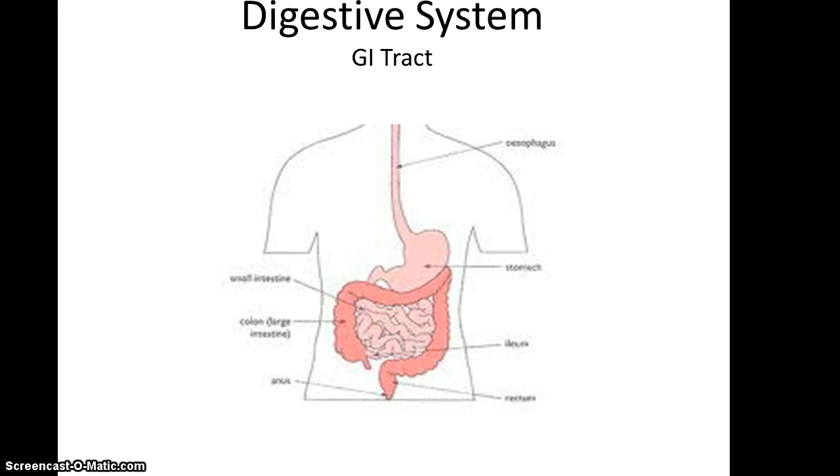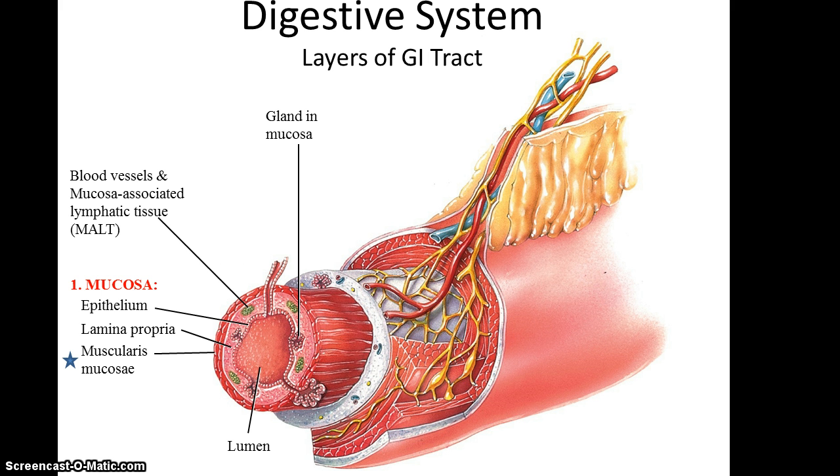So, here again is the GI tract, this long tube that runs through our body. And let's talk about the generic layers of the GI tract. This is what you will expect to find in all of them, although it may be modified from area to area. So the first layer, the innermost layer that surrounds the lumen of the GI tract, is the mucosa layer.